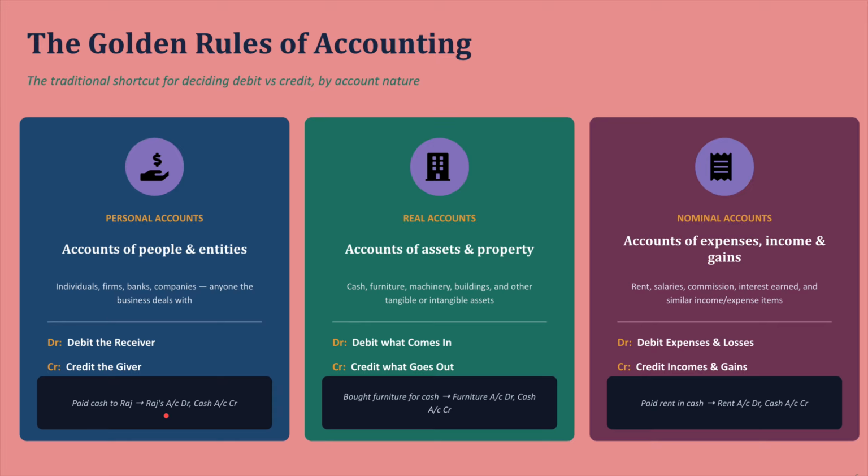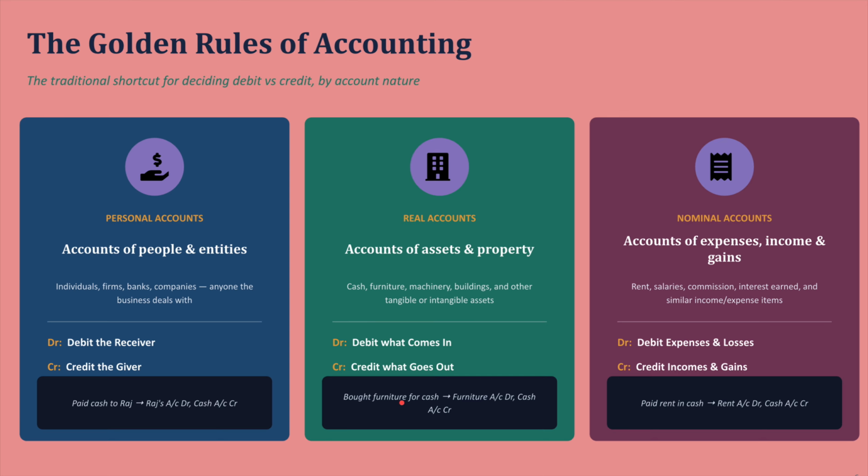Raj is a personal account, so debit the receiver. He is receiving cash. And what is going out of the business? Cash. Cash is a real account. Credit what goes out. So it will be debit the receiver and credit what goes out. So you can frame a journal entry based on this.